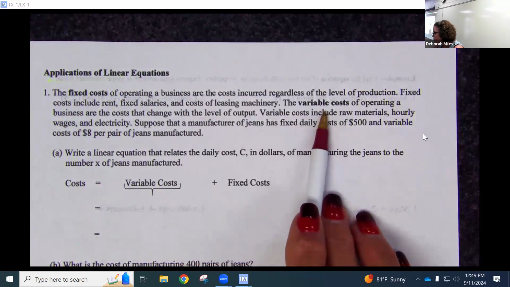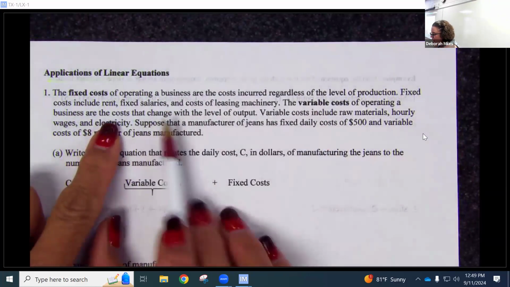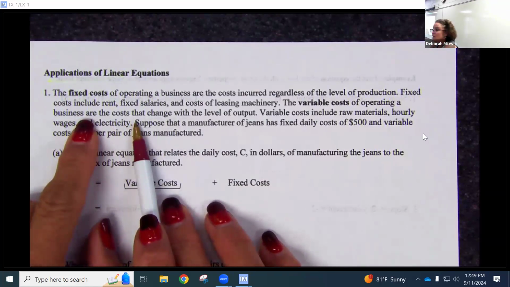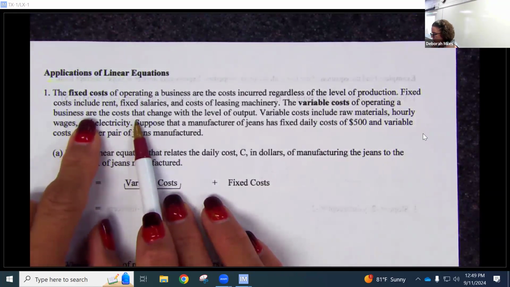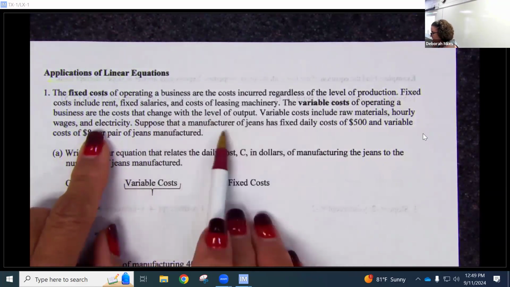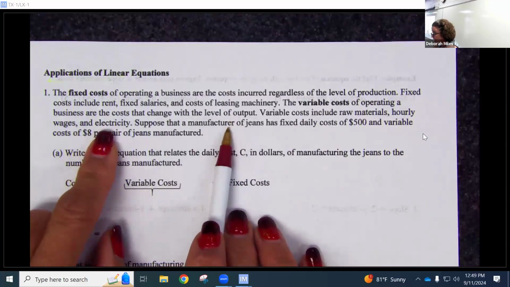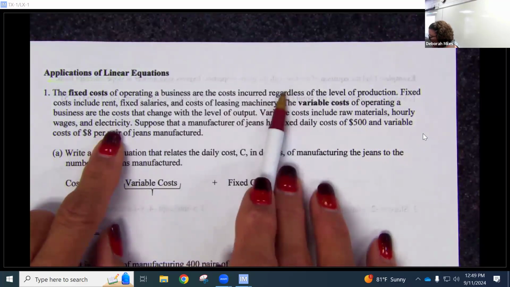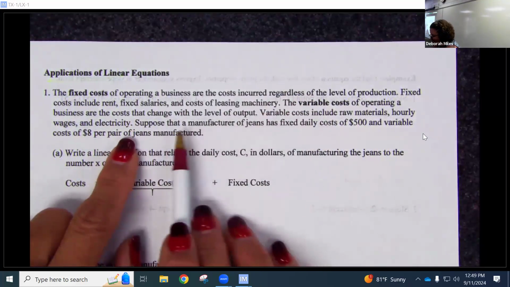Variables depend on how many things you're making. That's variable costs. So like your electricity could depend on how many things you're making. And your raw materials like denim, if you're manufacturing jeans, your cost of denim is going to depend on how many pairs you're making. So fixed costs and variable costs. Variable costs depend on how many things you're making.